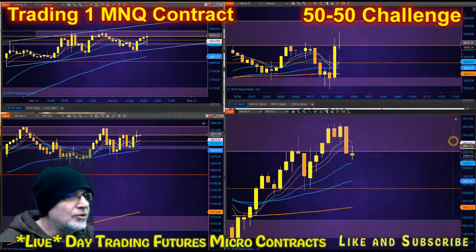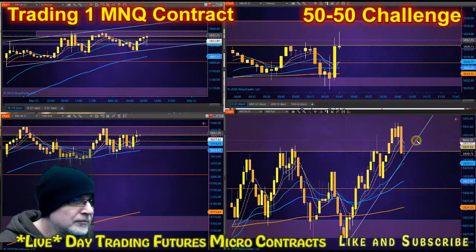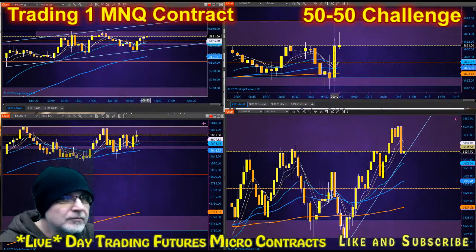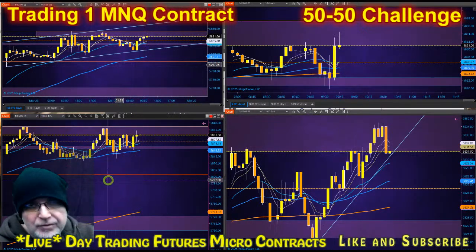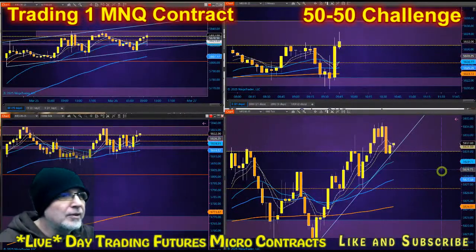So, do we have a trend line break to the downside? If it's going to stay in this range that we're seeing right here, we might be able to get some trend line breaks.